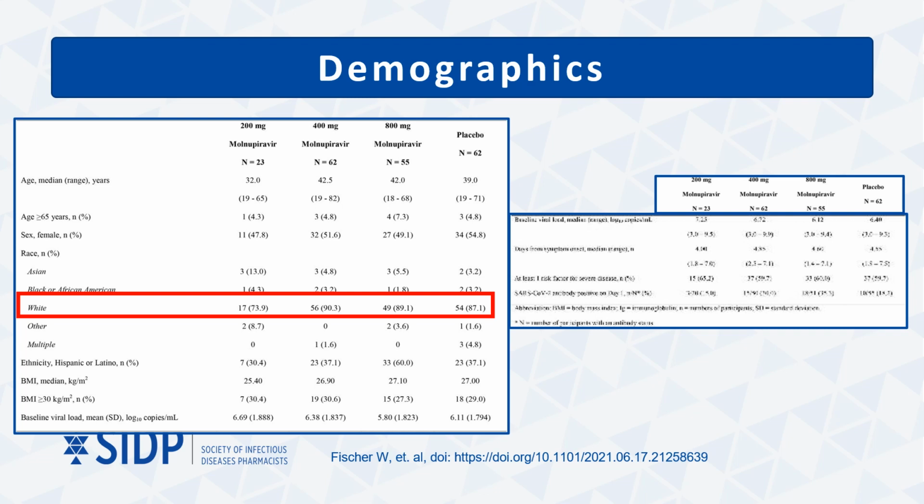With respect to the demographics of the study populations, they were relatively comparable. The one thing that I will point out is that in the groups, between 70 and 90% of participants enrolled were white. Again, knowing that Molnupiravir is metabolized to an active component, there may be concerns regarding some racial differences. So I just wanted to bring this to your attention.